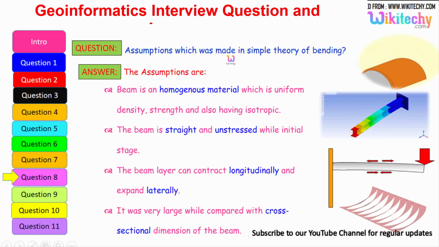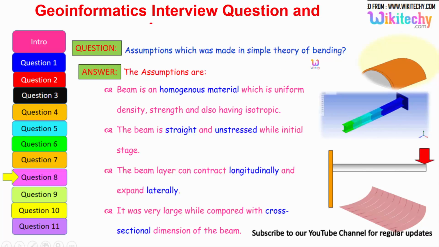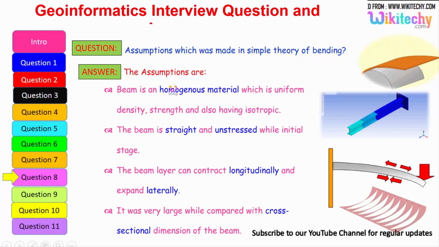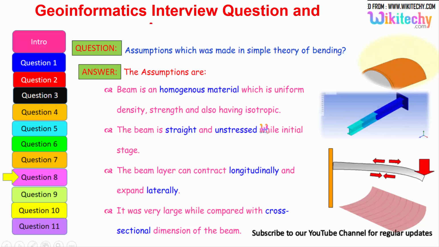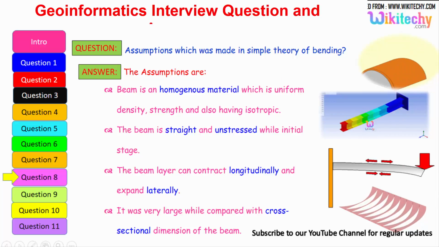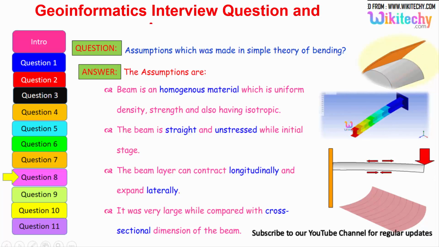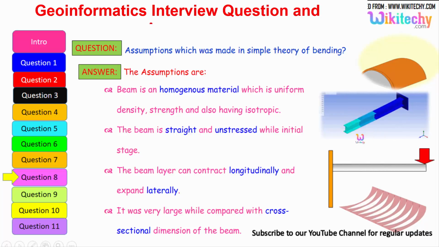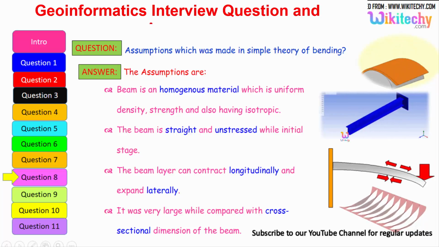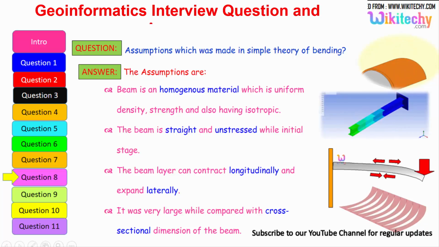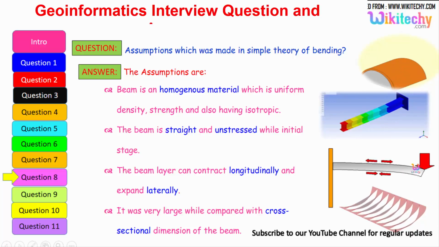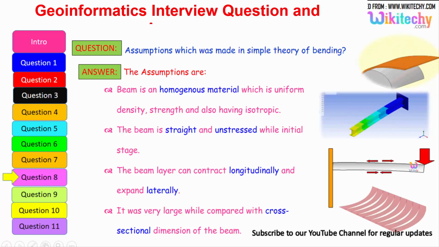What are the assumptions made in the simple theory of bending? That's the question. The assumptions are: the beam is a homogeneous material with uniform density, uniform strength, and also isotropic. The beam is straight and unstressed in the initial stage. That's the second assumption.